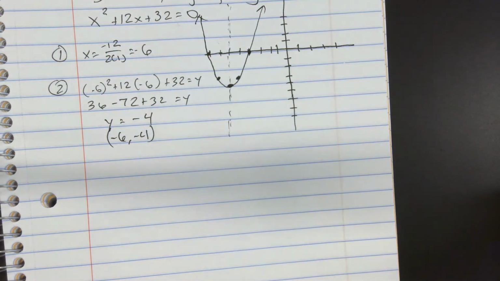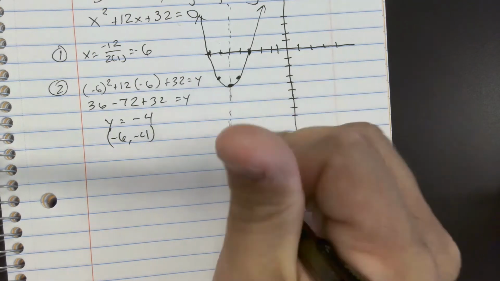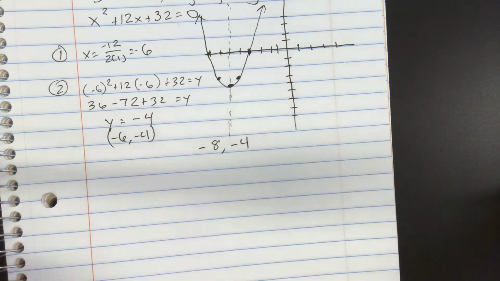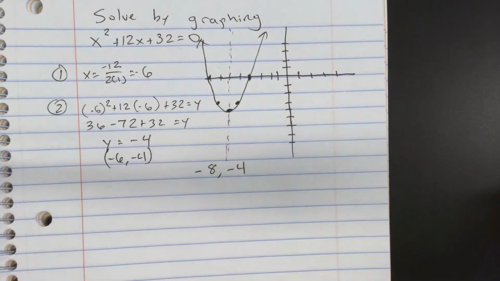Now you have to be able to identify where it crosses the x-axis. So it crosses the x-axis at negative 8 and negative 4. So your two solutions to that parabola are negative 8 and negative 4. Wherever the graph crosses the x-axis.